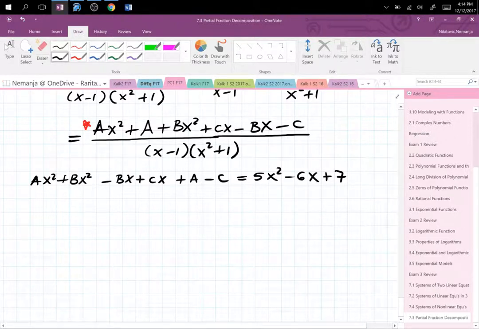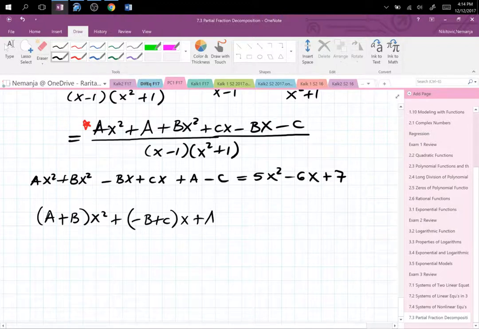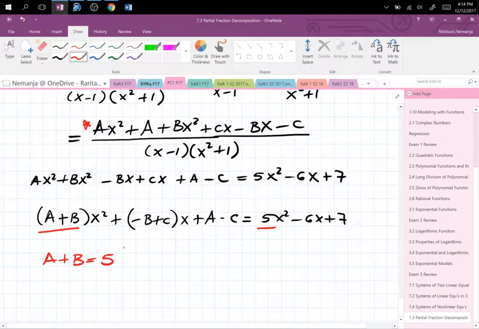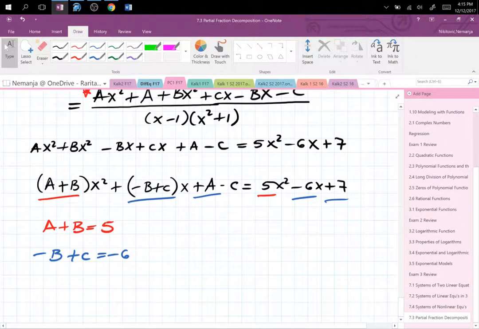So the first two, well, we factor, right? So a plus b times x squared plus negative b plus c times x plus a minus c is equal to 5x squared minus 6x plus 7. Equations. Red with red, so a plus b equals to 5. Blue and blue. So negative b plus c is equal to negative 6. And let's go with the purple. And purple, a minus c is equal to 7. That's not purple.